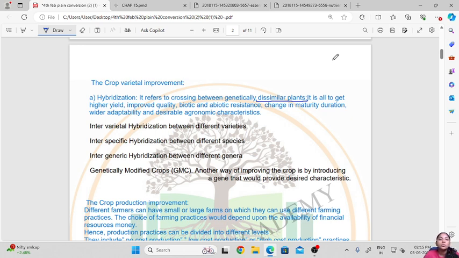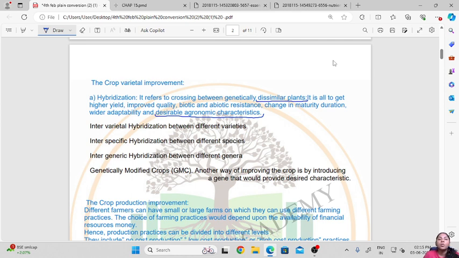So it is all to get higher yield, improved quality, then biotic and abiotic stress resistance, then change in maturity duration or wider adaptability and desired agronomic characteristics. So hybridization refers to the crossing between genetically dissimilar plants, and it is done to get the higher yield, improved quality, biotic and abiotic resistance, then change in maturity duration, wider adaptability and desired agronomic characters.